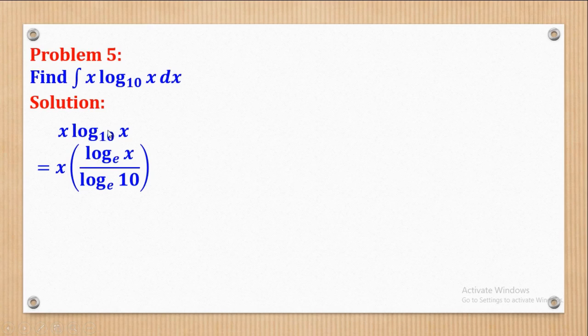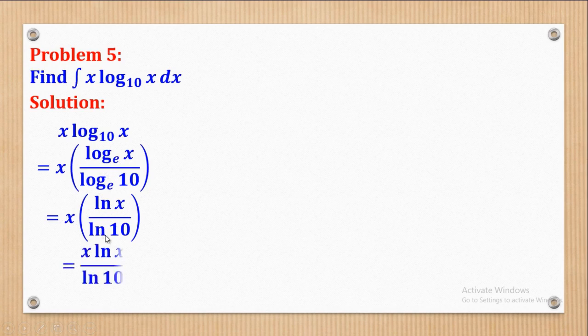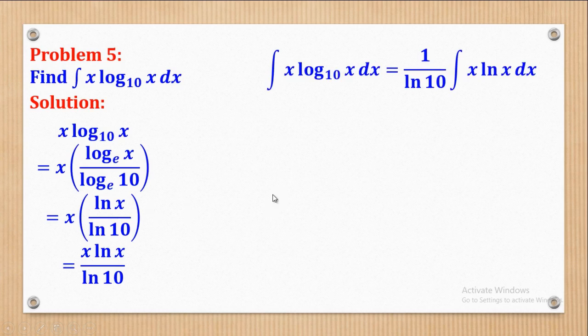So how do I change from base 10 to base e? This is how I do it. It should be log base e of this x, which is here, divided by log base e of this original base, which is 10. Then from there, remember that log base e is the same as natural log, so I replace it with ln to become x ln x over ln 10, which is that.